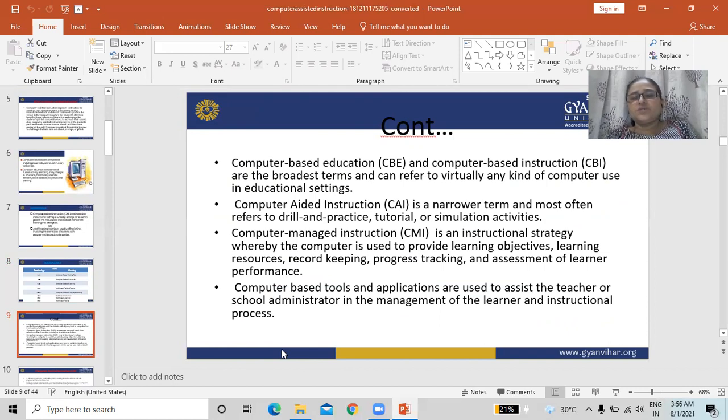Computer based education and computer based instruction are the broadest terms and can refer to virtually any kind of computer use in educational settings. Computer aided instruction is a narrower term and most often refers to drill and practice, tutorial, or simulation activities.